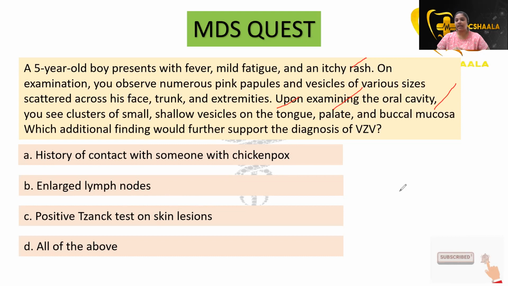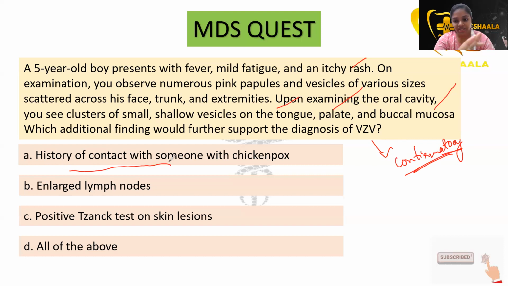See, here we have to understand a very important point. The question is about further diagnosis of VZV, that is, confirmatory diagnosis. Here he is asking how will you confirm? Confirmatory diagnosis is required, not just a provisional one, right? So history of contact, of course, when the child gets in contact with someone suffering with chickenpox, there are chances that he is also getting chickenpox, but this cannot be a confirmatory diagnosis. Then enlarged lymph nodes. Enlarged lymph nodes can be because of any of the infections. It's not particularly related to chickenpox.